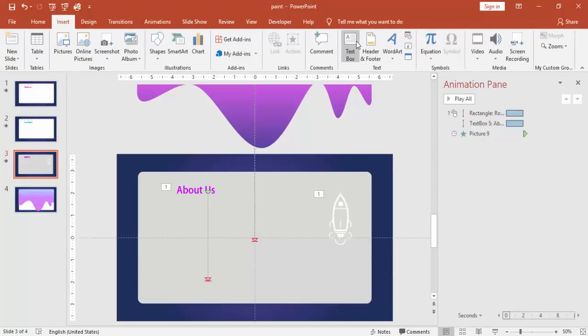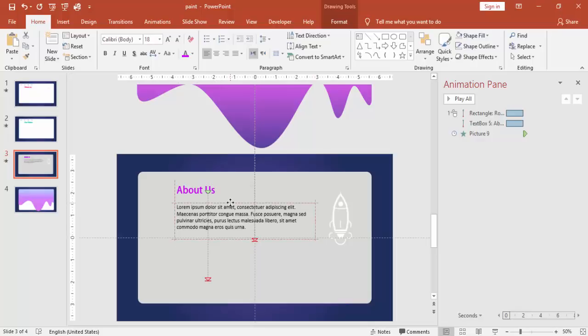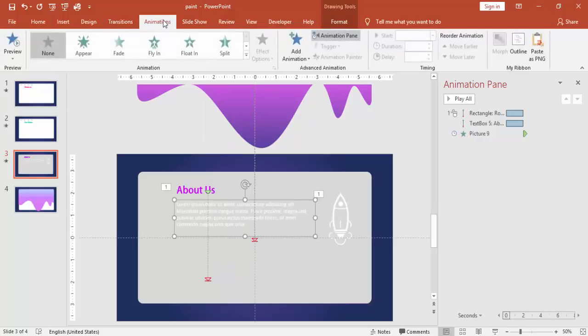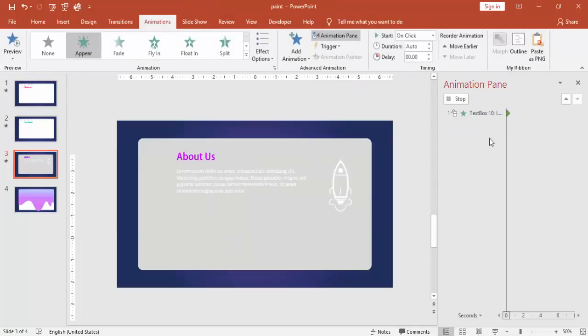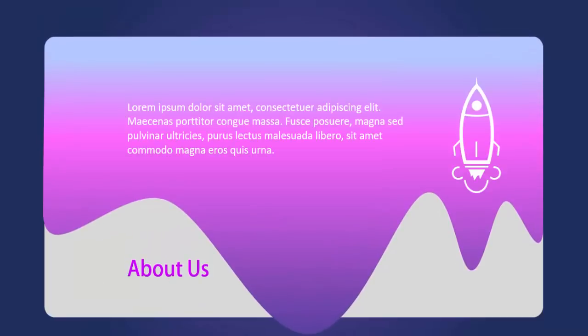And then you can add the detailed description about the company or about the thing which you're going to add here. So I'm going to add some Latin text here, and this also I'm going to make a white color, and animation, make it appear, and this is also with previous. Goes down, and then the text and the icon comes there.